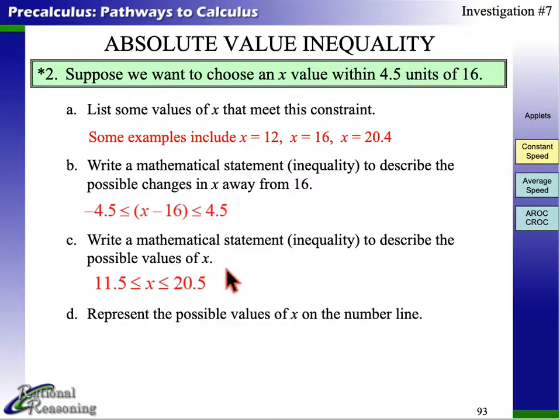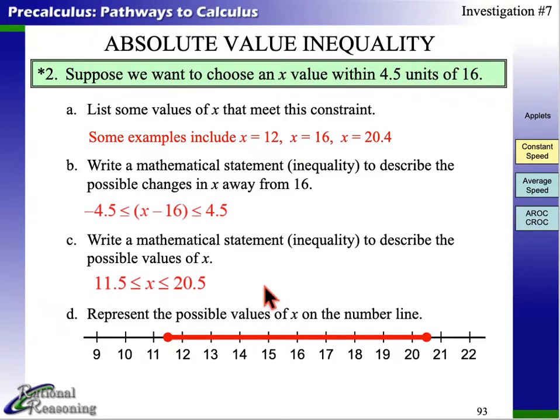So represent the possible values of x on the number line. And you'll have some applets where you'll actually be able to draw this, but we can see the 16, 4.5 above 16, 4.5 below 16 on the number line. Any of these values are usable.